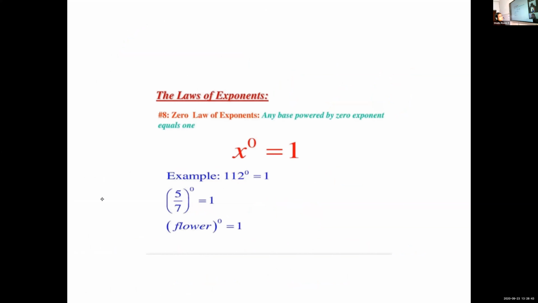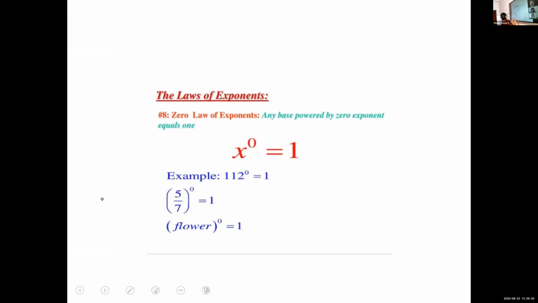Next is a very important law, the zero law of exponent. Isha, read. What is the zero law of exponent? Ma'am, any base powered by 0 exponent equals 1. Any quantity raised to 0 equals 1. Here are examples: 112 raised to 0 equals 1, 5 by 7 raised to 0 equals 1, flower raised to 0 equals 1.